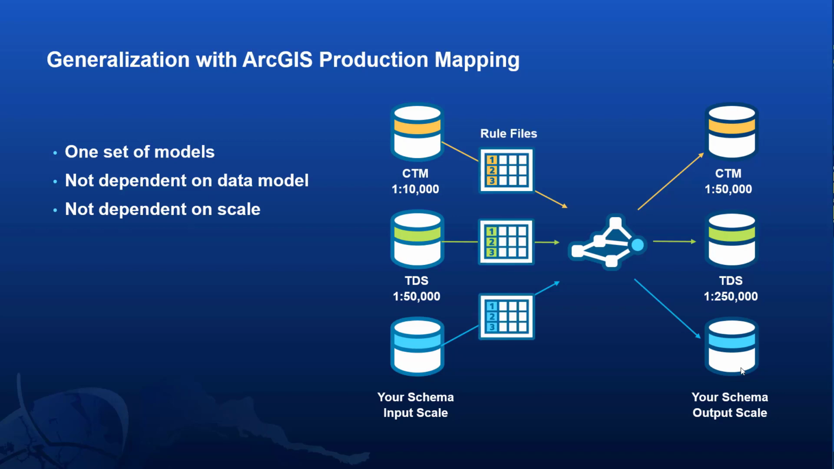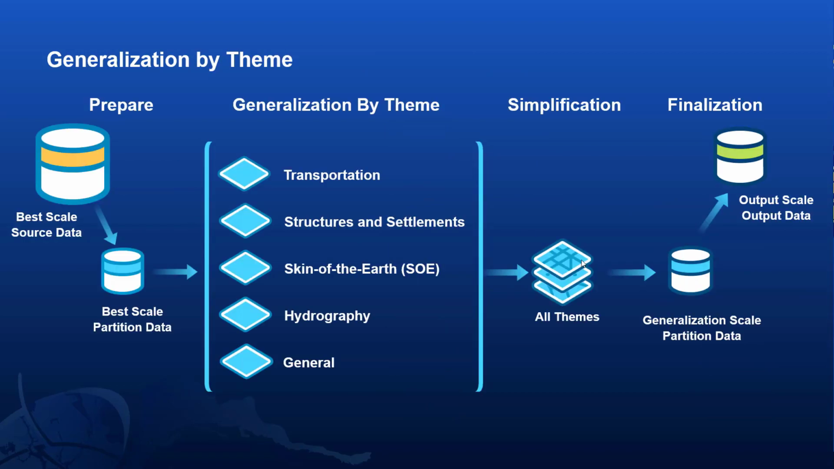Well, we came up with the idea of using rule files, right? So capturing that generalization logic that's specific to each of these within their own rule file. These rule files come in the box, and they include feature type logic, so rules for how to generalize different feature types, also tolerance values. So all of that's captured in individual rule files. Rule files and the models come with production mapping, and the two of them together is how you automate your generalization. And so we generalize by theme within these models.